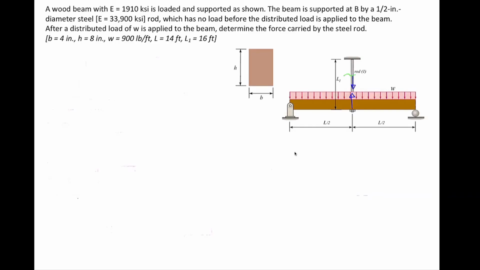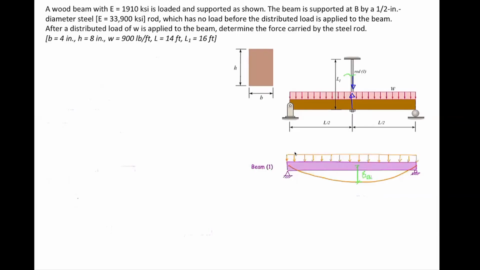We can identify that there are 4 unknowns, but 3 equations exist. That means the problem is indeterminate. So we need to get the extra equation, right? Similar to the problem that we just solved. So I'm going to split this beam into 2 parts.